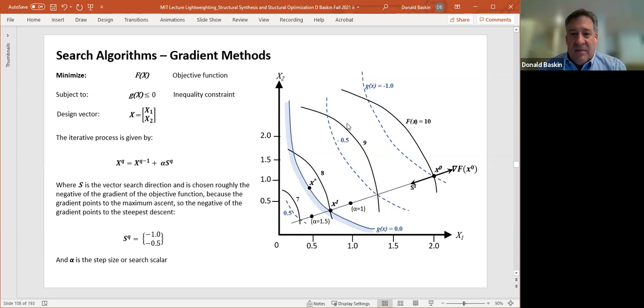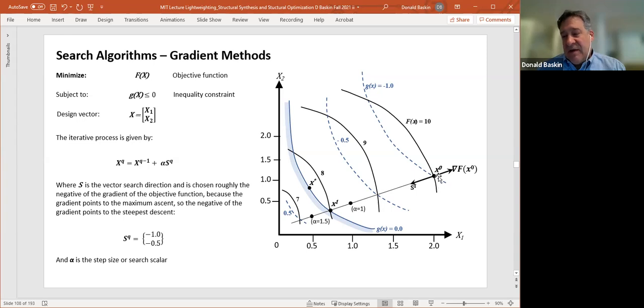And then we have this equation here, which calculates the design vector as a function of search direction and length of step. The search direction in this gradient method, also called steepest descent, is defined by this vector S. S points the direction of the search.